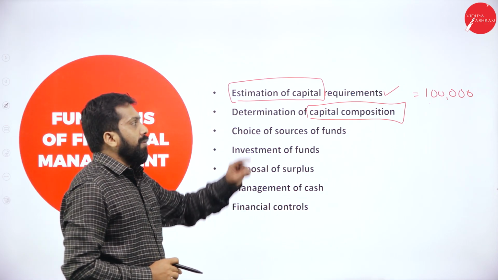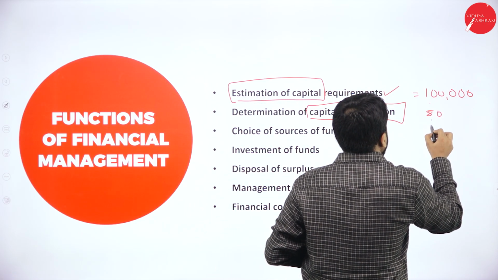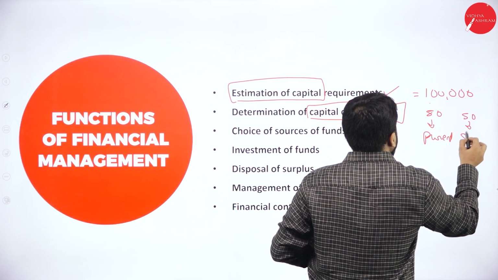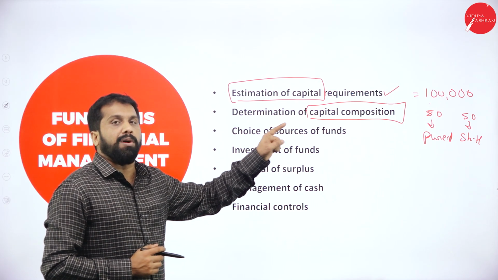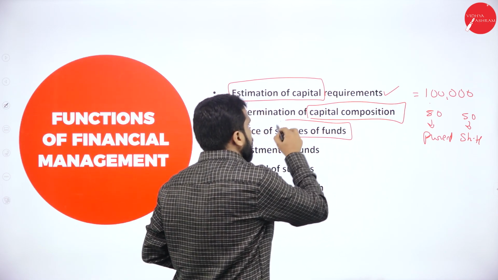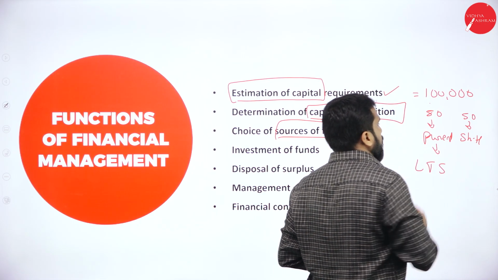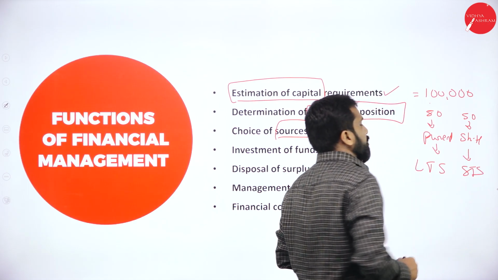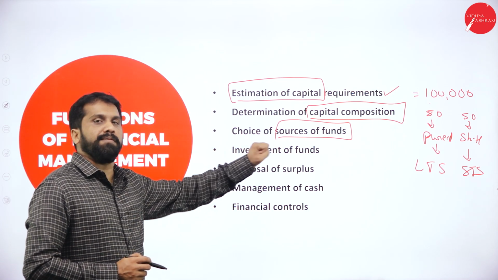Once you estimated 1 lakh, you will take it from whom? Like 50,000 from your parents and 50,000 from shareholders. So like this will be your capital composition. Then choice of sources of fund, like whatever you have taken from your parents, it will be long-term source. Whatever taken from shareholders, assume that this is short-term source. You have to repay it soon. So this is called choice of sources of fund.